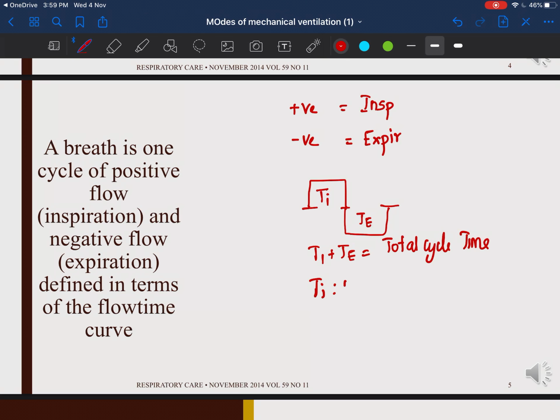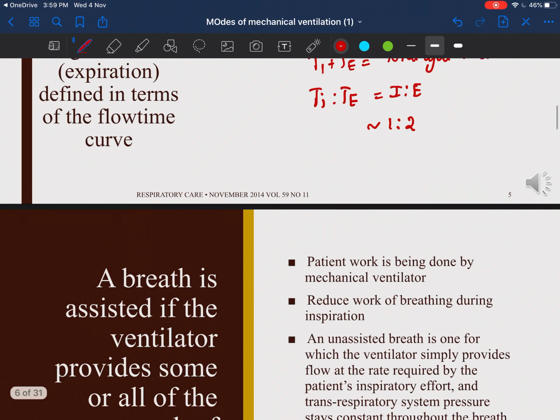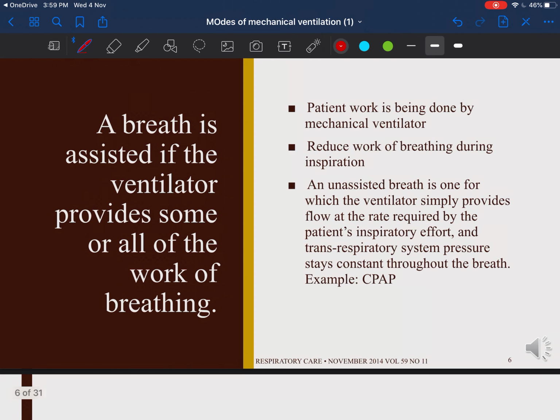If you want to demonstrate the same thing in a ratio format, that is your I:E ratio, which is usually at 1:2. A breath is considered as assisted if some or all of the work is done by the ventilator. That is why you essentially put the patient on a ventilator, isn't it? So you want some amount of work to be taken off the patient's load to reduce the work of breathing, especially during inspiration.